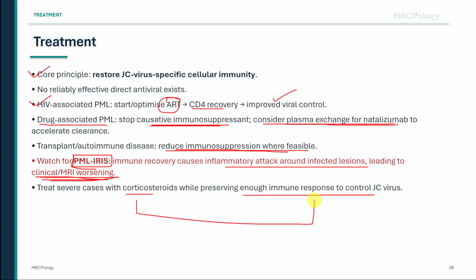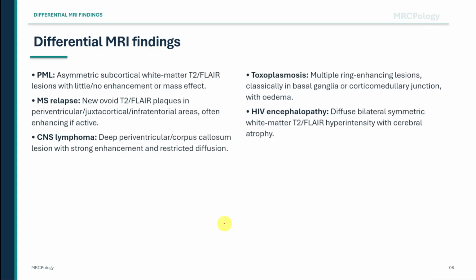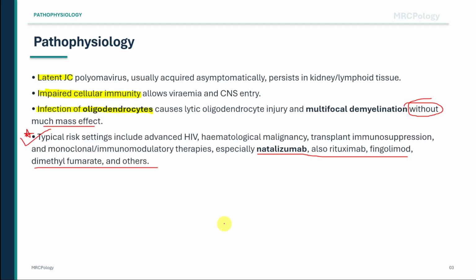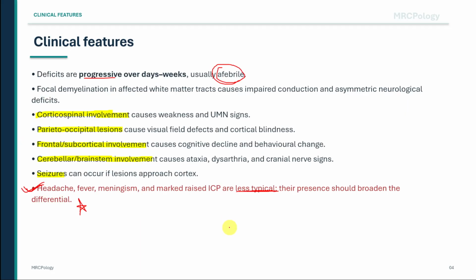If you remember one thing, remember this: PML is progressive asymmetric white matter demyelination in an immunosuppressed patient caused by JC virus, usually with little enhancement and little mass effect. The treatment is not an antiviral. The treatment is immune restoration.